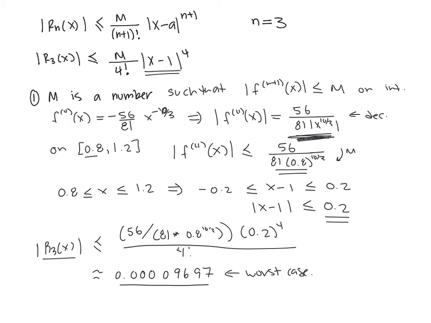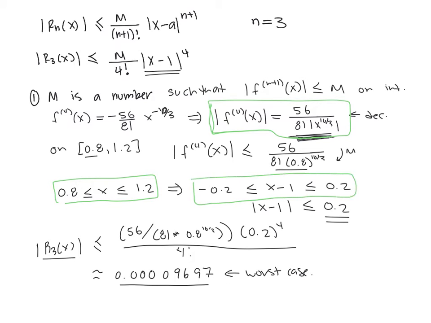So the two things you have to figure out to do this are, first, a number to be your M. And then also figure out, based on your interval, what x minus your a has to be. The reason I took away 1 here was because I had x minus 1. Had that been x minus 2, you'd take away 2. So those two things are what you have to figure out to get an estimate using Taylor's inequality.